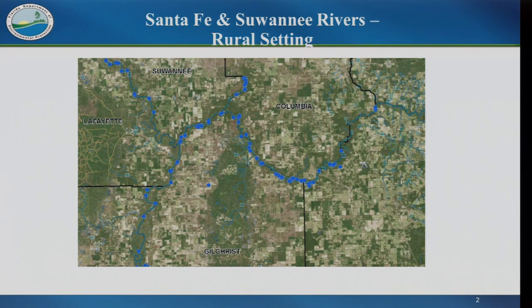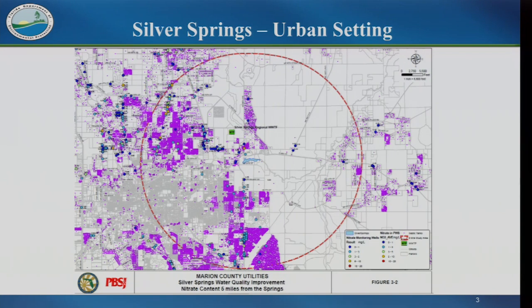Let's go to the next slide. So this slide depicts Silver Springs. Right in the middle of that circle is Silver Springs, and that is Ocala and in Marion County. And this is what I call the urban-suburban setting that's near our springs.